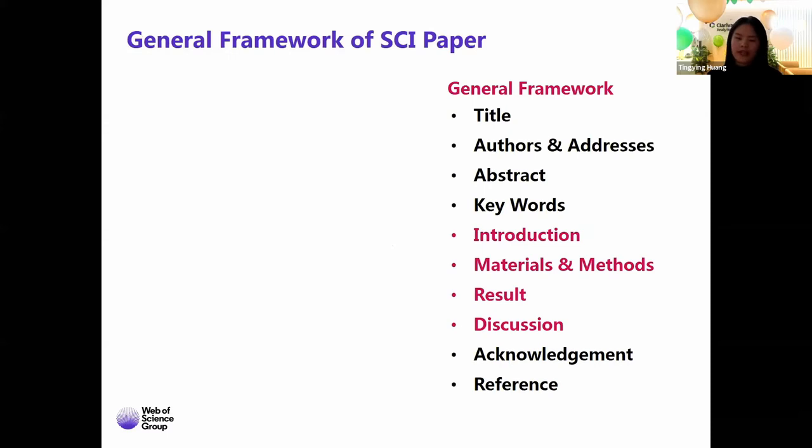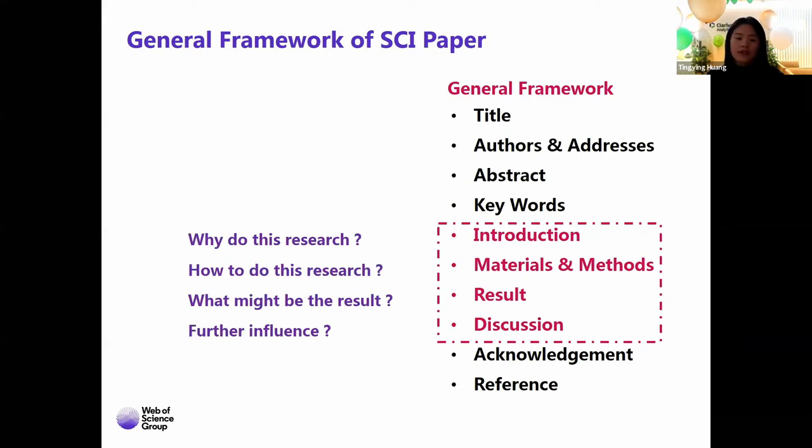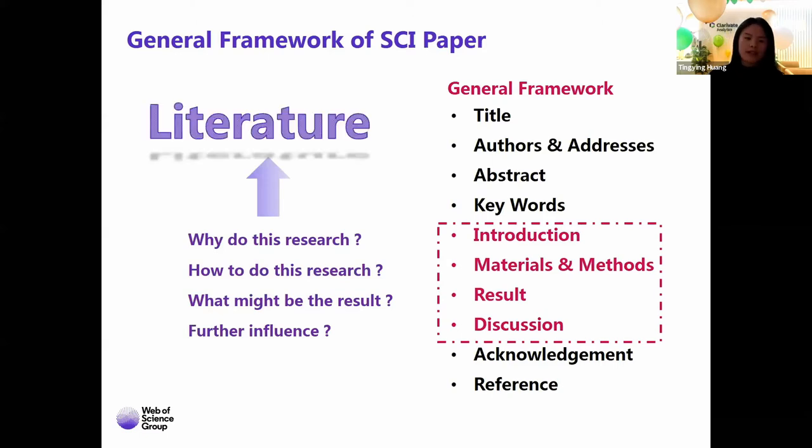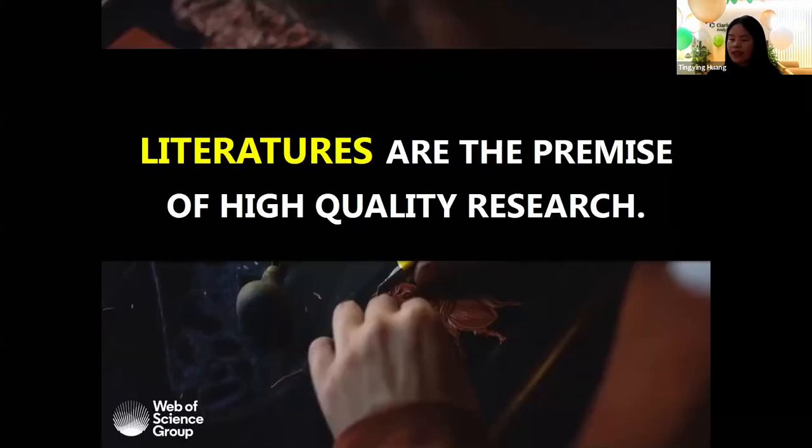And here you can see the general framework of an SCI paper. The main parts are introduction, materials and methods, results and discussions. In some way, these can be translated into why, how, what, and the further influences of our research. To know the research basis and where we are standing, existing literature will help quite a lot. To some degree, we have to say literature is the premise of high quality research.